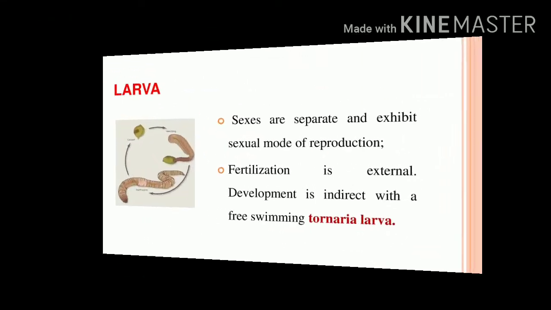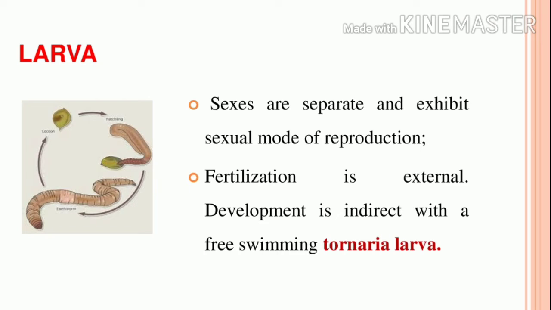Okay, in hemichordates the sexes are separate, and they exhibit a sexual mode of reproduction. Fertilization is external. The development is indirect, producing a free swimming larva. The name is the Tornaria larva. Okay, what is the name of the larva? That is the Tornaria larva. Okay, so this is overall about hemichordates.